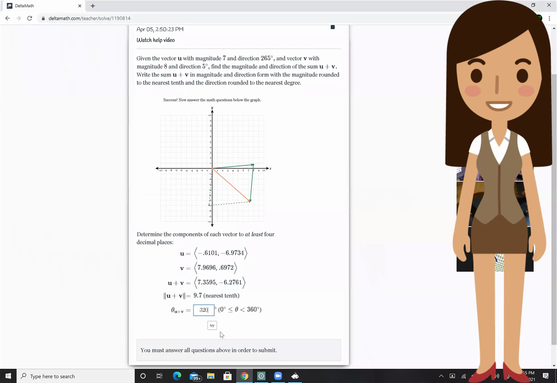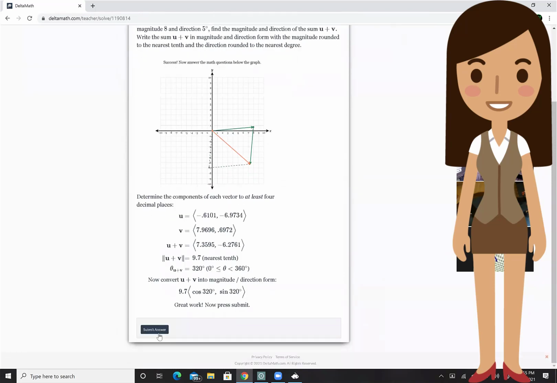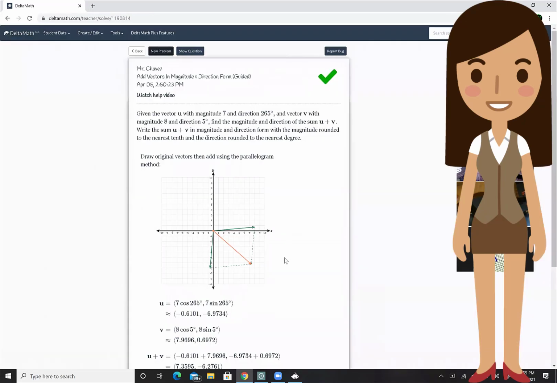So 320. Try. And finally, we're just going to type in our numbers here. 9.7. And then 320. And then try. Great work. Submit. Bless you. And there it is, guys. So that's what's going to take a long time.